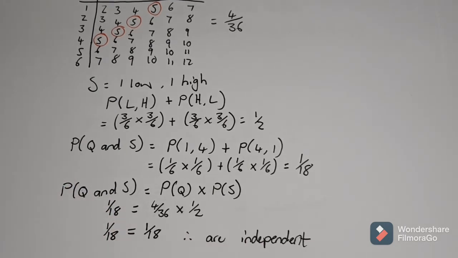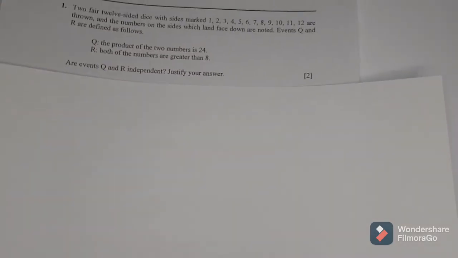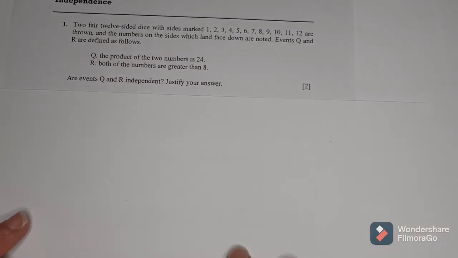Okay, so if we look at one more example, I've got two fair 12-sided dice with sides marked 1 all the way to 12 are thrown, and the numbers on the sides which land face down are noted. Events Q and R are as follows. Q is that the product of the two numbers is 24, and R is that both of the numbers are greater than 8.